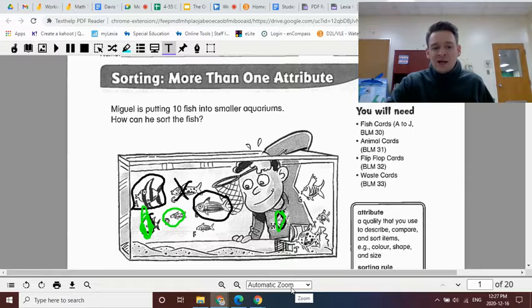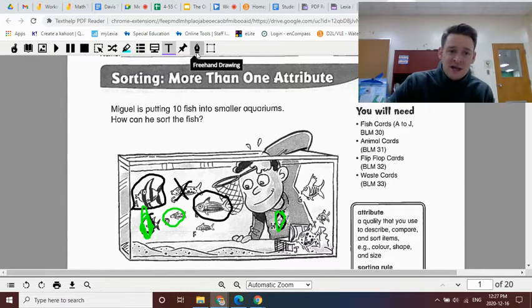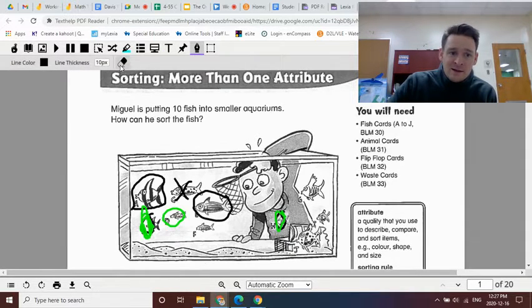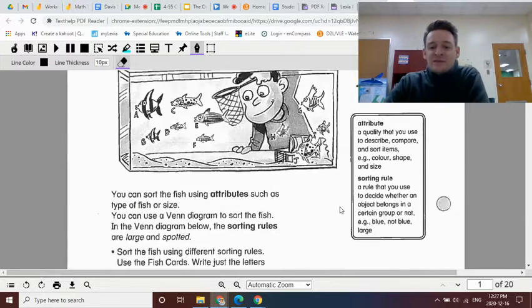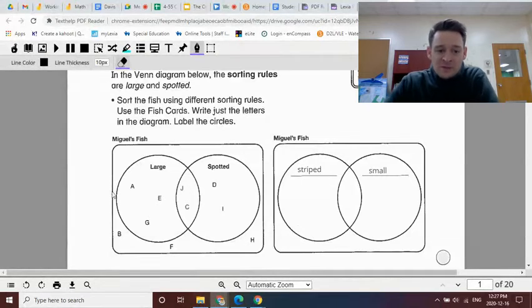And to do that, we're kind of checking out this fish tank. This is Miguel's fish tank. He has 10 different fish, and he wants to sort them. So we're going to do that, and we're going to use these Venn diagrams to help us sort them. So this one is already done for us. You can see a Venn diagram is usually two circles that overlap and have a shared space in the middle.